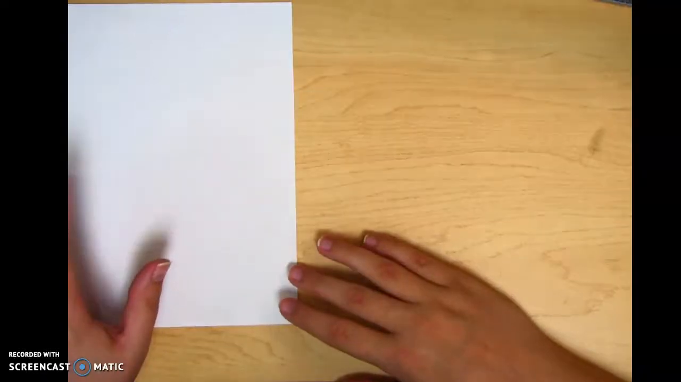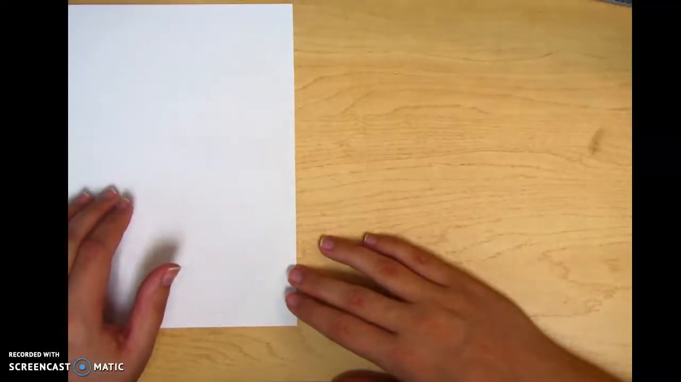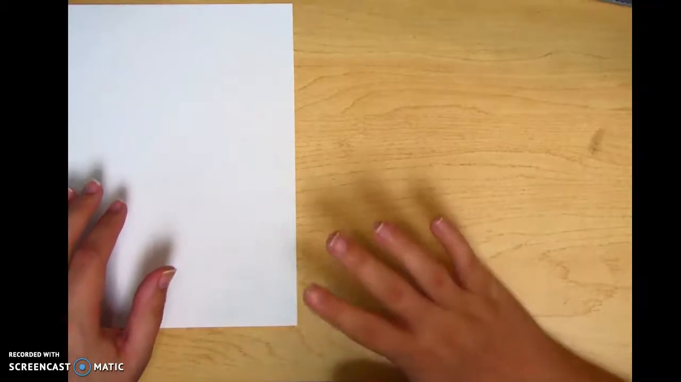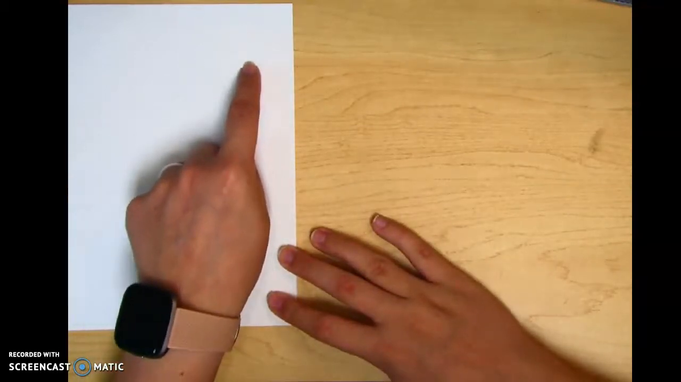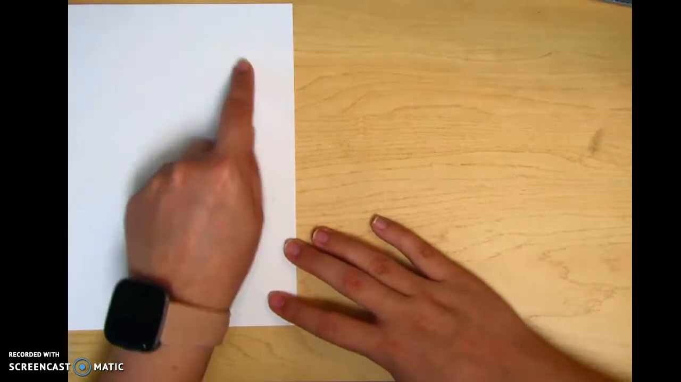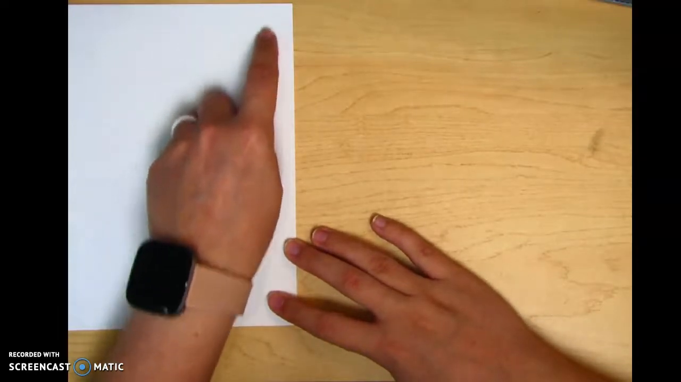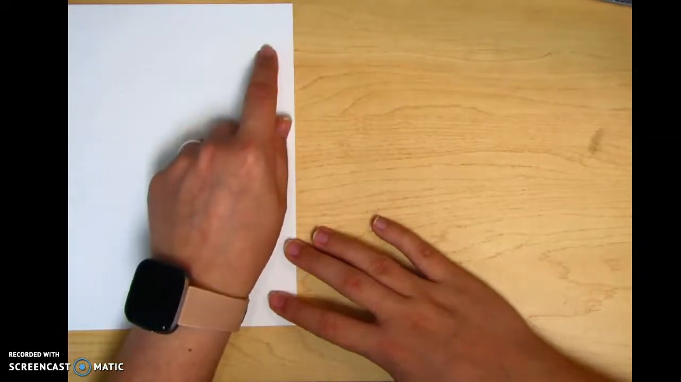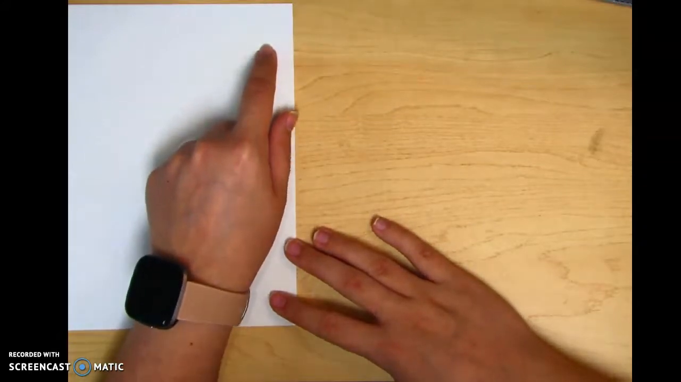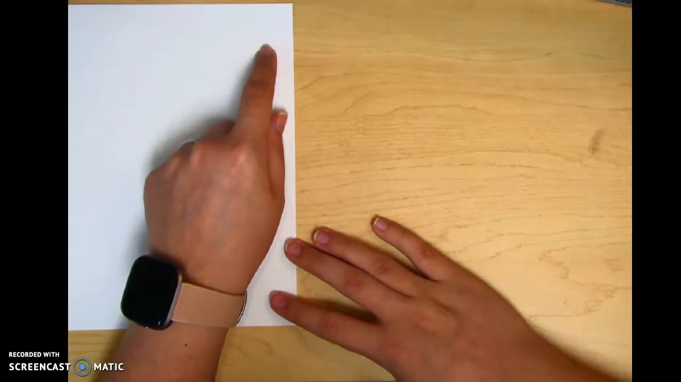All right, everybody. We are back today and we're going to be talking about tally marks. Now remember, tally marks are the little marks we make when we count, so we can keep track of how many we have. And we just make little lines on our paper. So we've done tally marks several different times throughout the year so far.